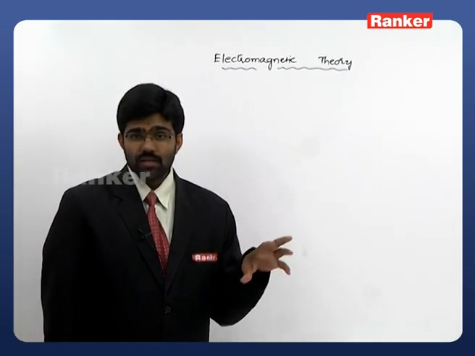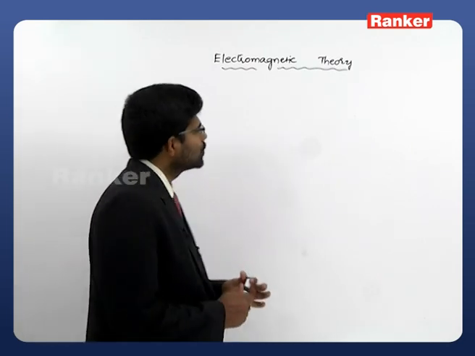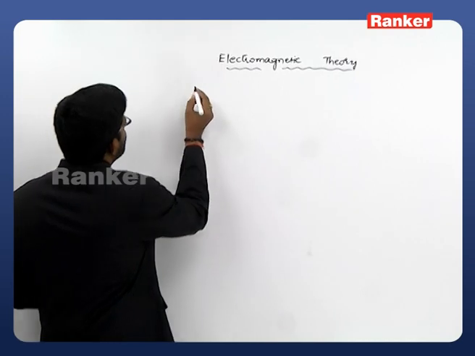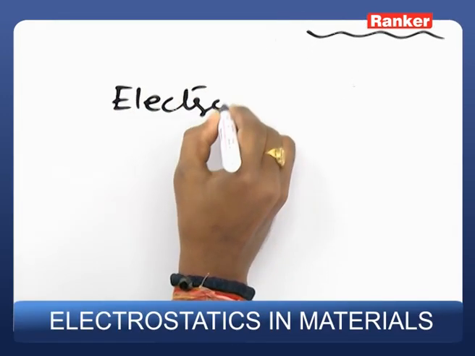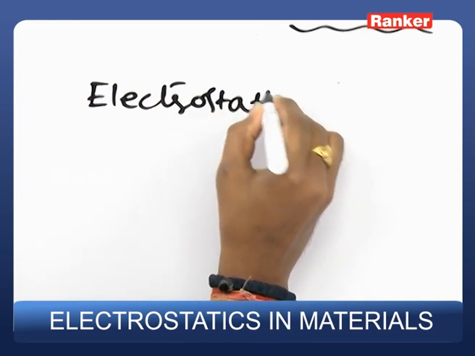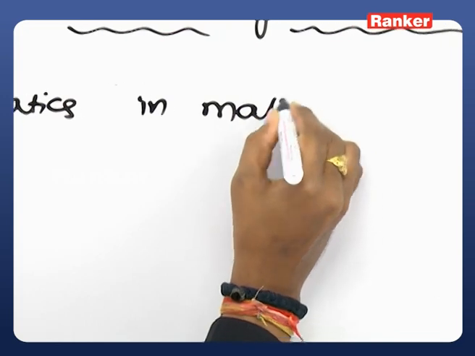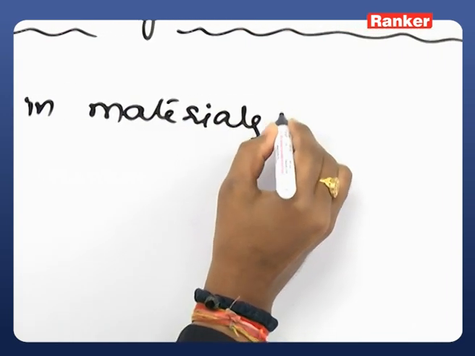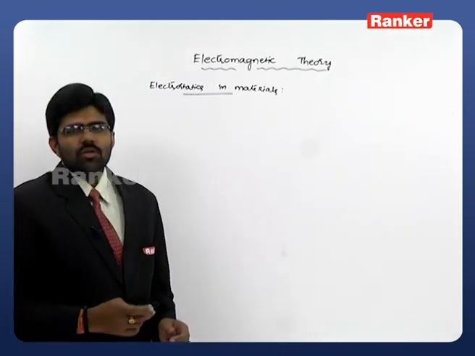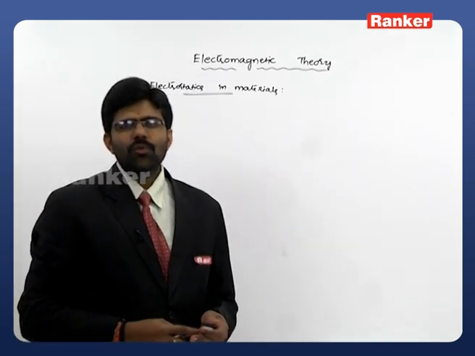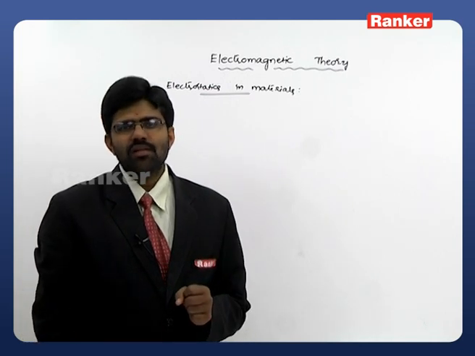Once again it is electrostatics only. The electromagnetic theory will be observed in materials. So let us start with electrostatics in materials. Before that, just in brief, we will examine what different materials we have.